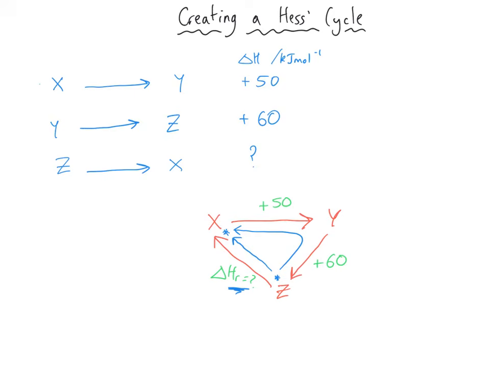And so if Y turning into Z is plus 60, Z turning into Y, going the opposite direction, will be minus 60. And since X turning into Y is plus 50, Y turning into X will be the exact equal but opposite amount, which is minus 50. And so we're left with the enthalpy change for our unknown reaction, Z to X, will be minus 60 add minus 50. So we're taking away 50 from minus 60, which gives us minus 110 kilojoules per mole.